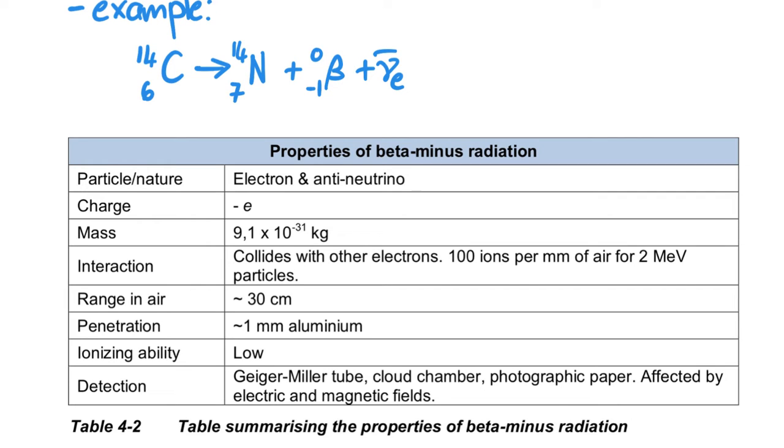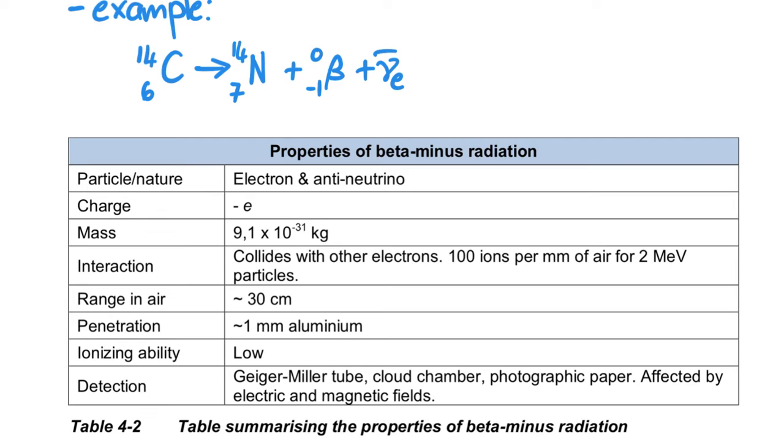So now, looking at the properties of beta minus radiation, and this is very important, this is something we can ask in a test or an exam. The particle nature of this type of radiation is that an electron, normally quite a high energy electron, is emitted, and an antineutrino, an anti-electron neutrino. The charge of the beta particle is negative e. The mass is 9,1 times 10 to the negative 31 kilograms, which is in actual fact the mass of an electron.